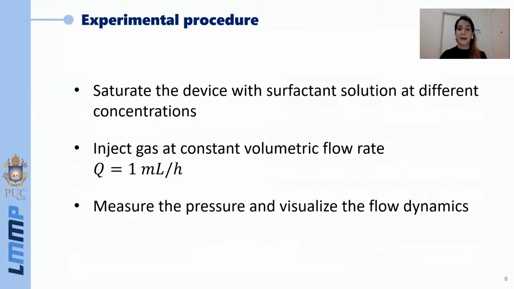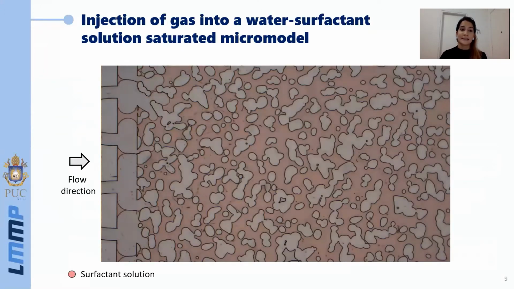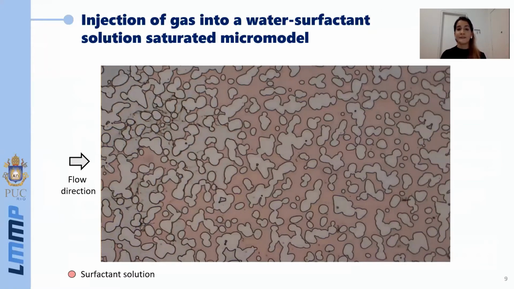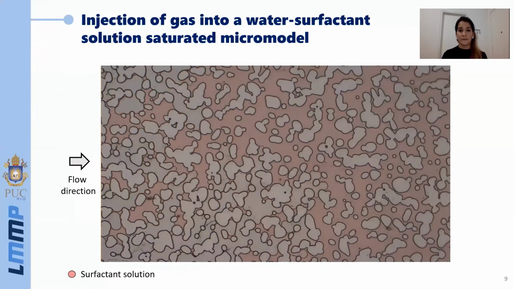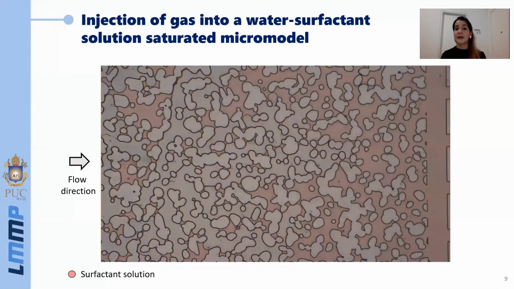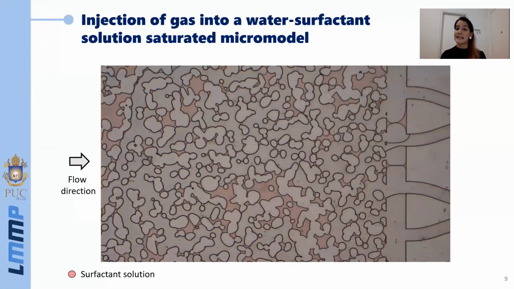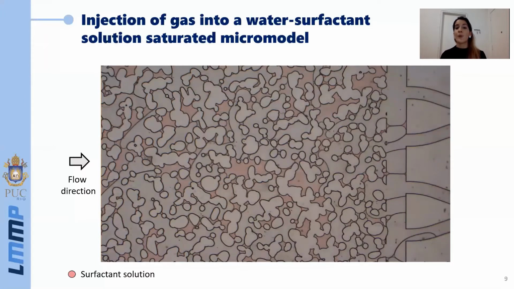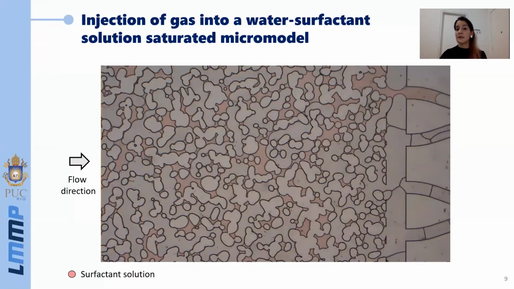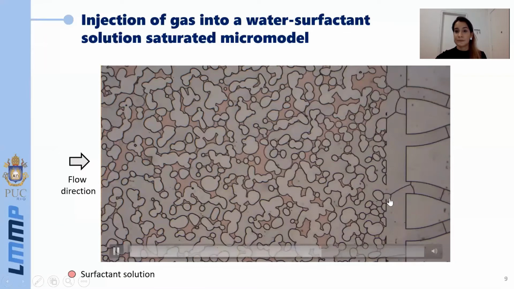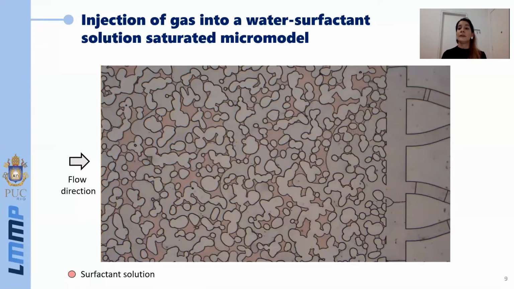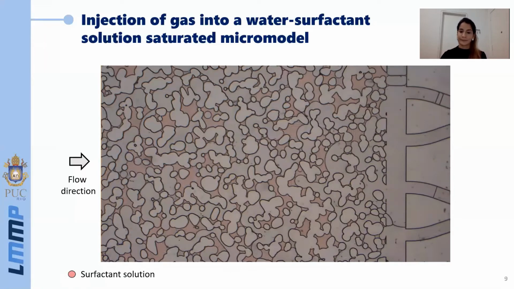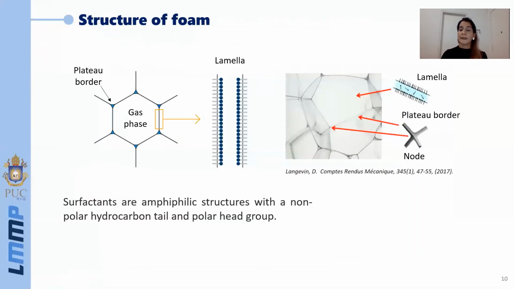So let's see the micromodel. The gas is being injected from the left to the right, and the device is filled with surfactant solution dyed in red color. So we can see the gas percolating the micromodel. And as gas percolates the micromodel, we have the formation of these thin liquid films here. These thin liquid films are called lamella. Lamella are these thin liquid films that separate the gas bubbles.